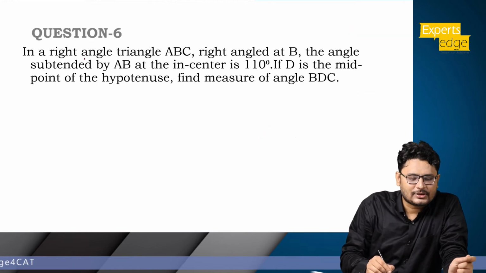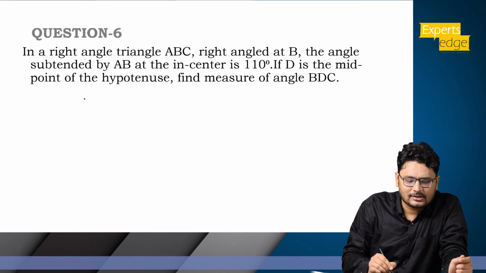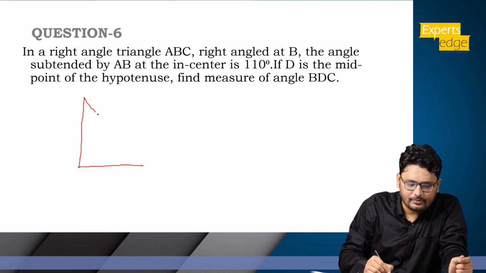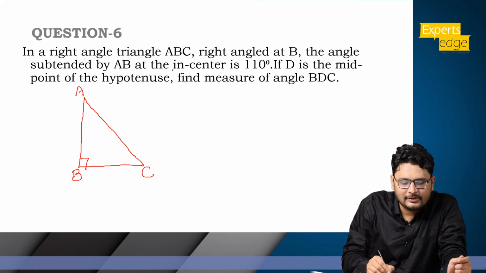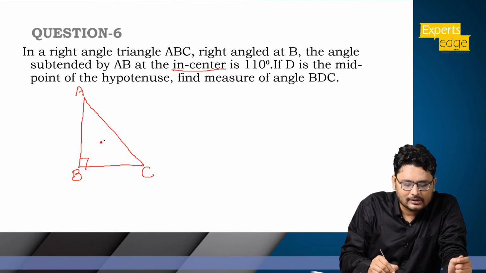Let's solve the next question, that is question number 6. What it says, the right angle triangle ABC, right angled at B and angle subtended by AB at the in center. In center is a meeting point of the angle bisector, we just did it. So let's say this is I, this is in center. So this particular angle he has given as what, 110. So I hope you remember the relation.